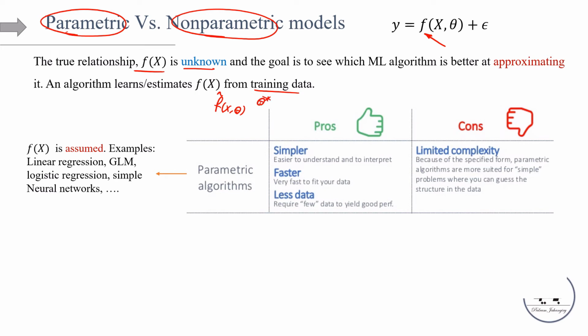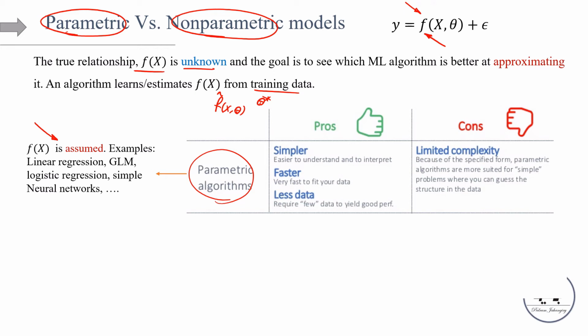Okay, now let's see what is the difference between a parametric model and a non-parametric model and how we define them. When this f of x that you're trying to estimate, if you impose some restrictions on it, if you make some assumption about a functional form, we call that model parametric, right? So in a parametric model, f of x is assumed.